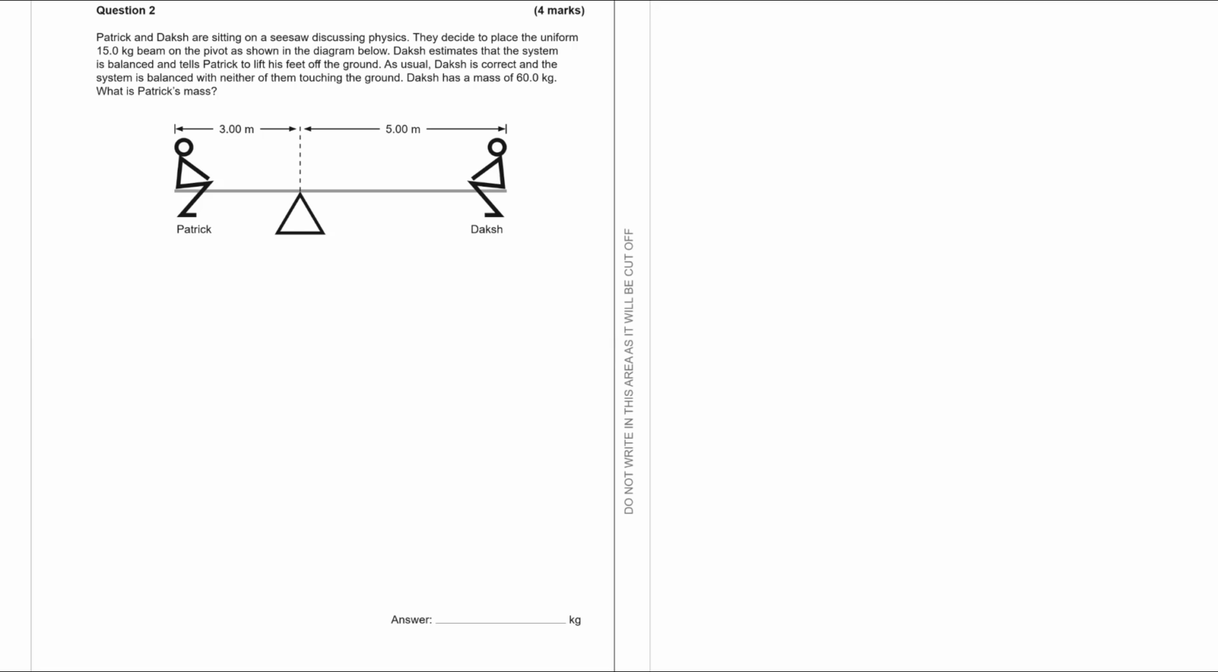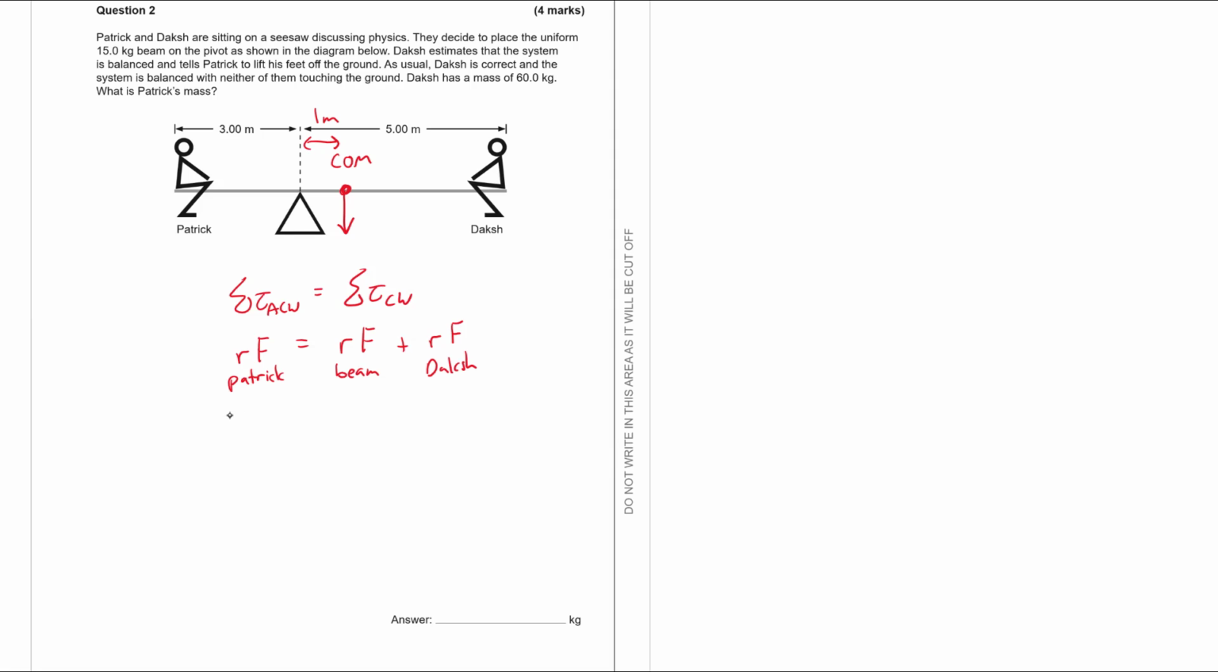Question 2 is a nice and easy one. You've got a seesaw with Patrick on the left and Daksh on the right. The only complication is that the pivot is not in the middle, which means you now need to include the center of mass of the beam itself, which is acting 1 meter from the pivot point. So you just start off with your equation that the sum of the anti-clockwise torques is equal to the sum of the clockwise torques. And then if you want to break that down, you've got an rF from Patrick is going to be equal to the rF from the beam plus the rF from Daksh.